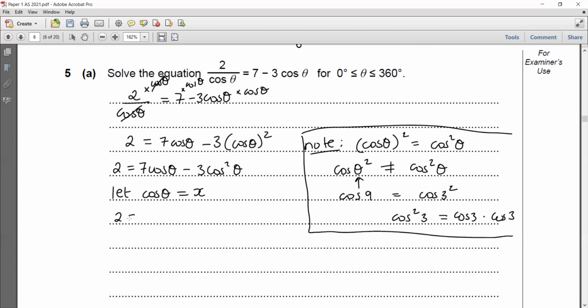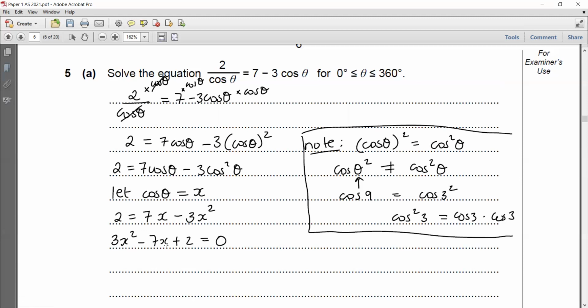So I will have 2 is equal to 7, and then instead of cos theta, I put x, and then minus 3. This is cos theta squared, so here I will have x squared. All right. So solving a quadratic equation, you always want all the terms on the left and then 0 on the right. So this negative 3x squared will go that side, we'll get positive 3x squared. This 7x will go that side, you get negative 7x. And this 2 is already there positive, so it will remain like that.